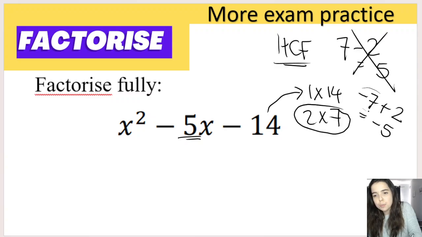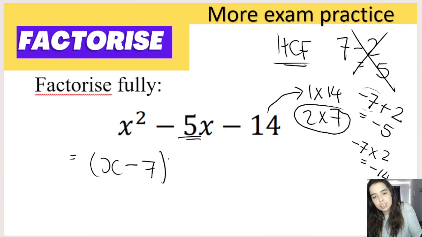You owe the tuck shop 7 rand, negative 7, plus 2, you pay them back 2 rand, you still owe them 5 rand. And also, if I take negative 7 times 2, I'm going to get negative 14. So either way, when I add or subtract them, it gives me the middle term. When I multiply them, it gives me the last term. So my answer is (x - 7)(x + 2).